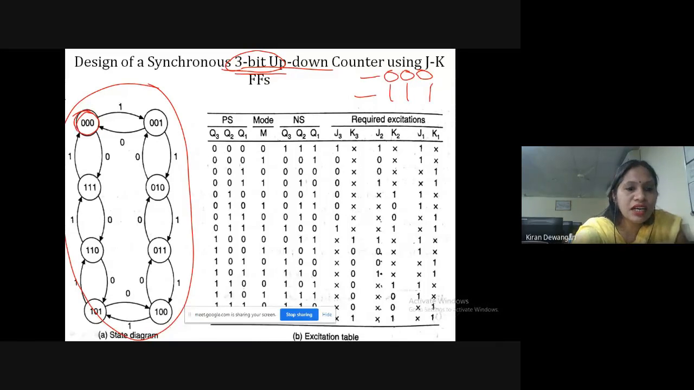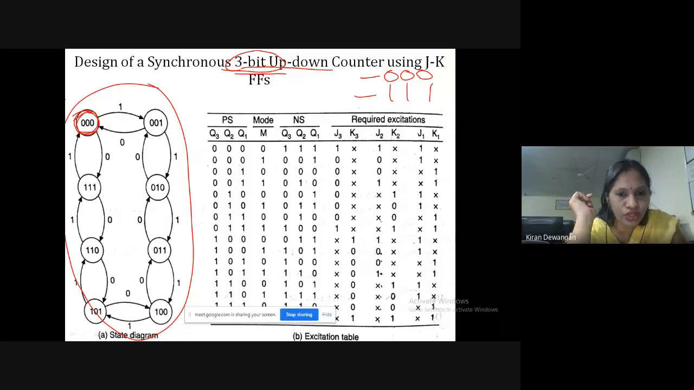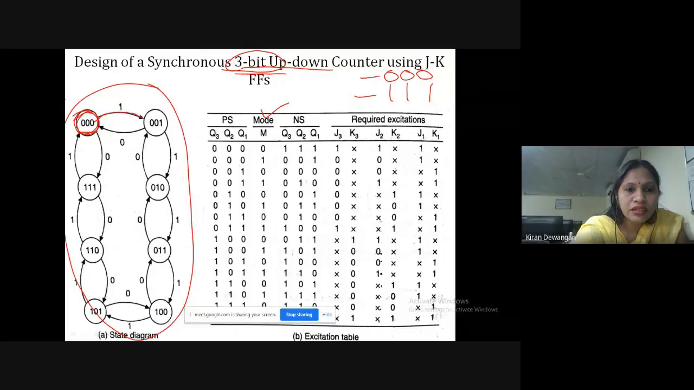This circle defines the state. And inside we write the state number. That is, it is a state 0, 0, 0. Here we have written state 0, 0, 0. Now for up counting, we have made use of a mode. We have made use of a mode M. If it is up counting, the mode will be 1.